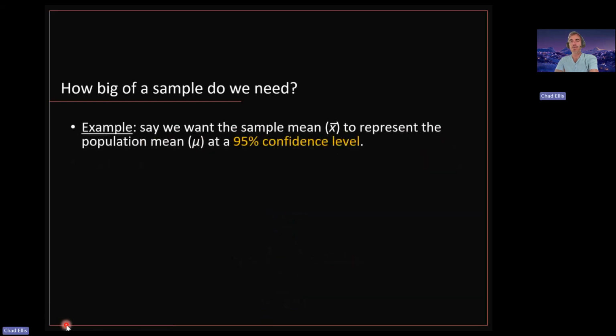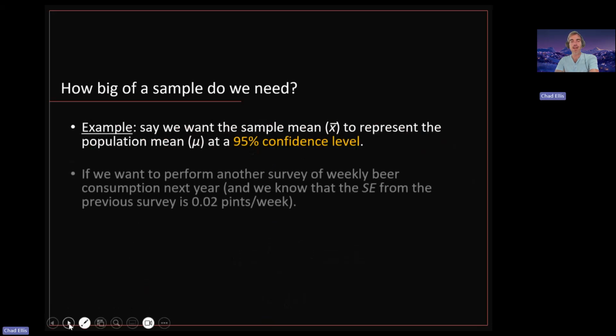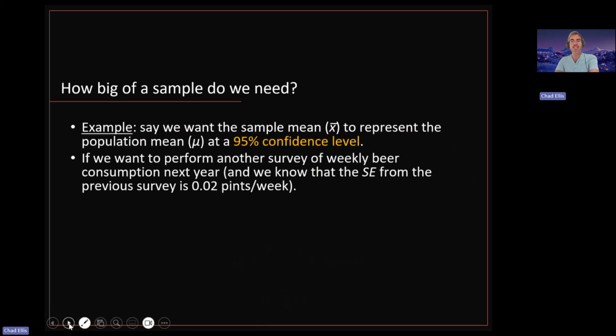What if we increase that? What if we want to be more sure? We want to be sure that the sample mean is representing the population mean at a 95% confidence level. Well, you can imagine, of course, that our sample size is going to have to increase, because as we increase our sample size, our standard error decreases.